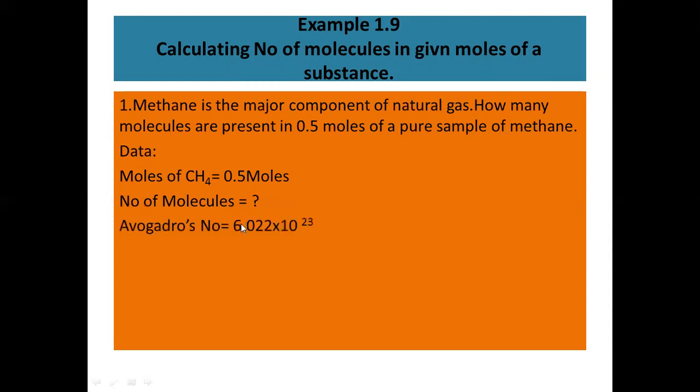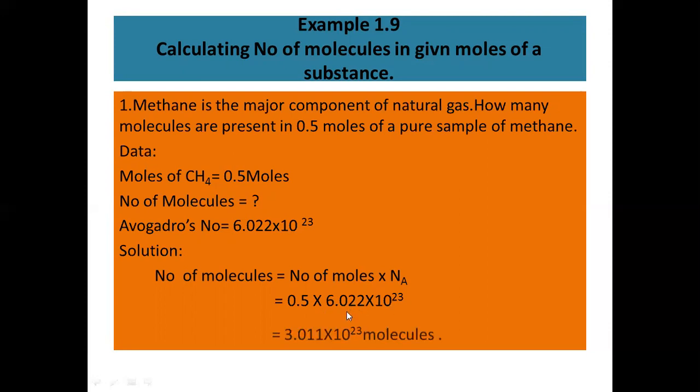Avogadro's number is 6.022 into 10 raised to power 23. And we will use a simple formula: number of molecules equals number of moles into Avogadro's number. 0.5 into 6.022 into 10 raised to power 23. It will give us the answer 3.011 into 10 power 23 molecules.